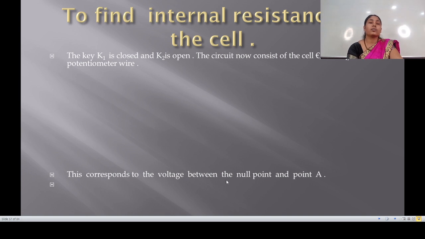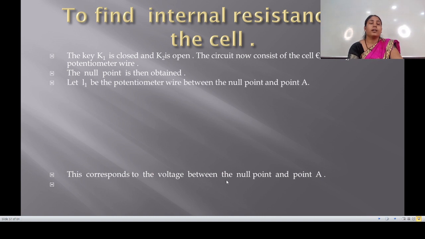To find the internal resistance of the cell, the key K1 is closed and K2 is open. The circuit now consists of the cell E, cell E1 and the potentiometer wire. The null point is then obtained. Let L1 be the length of the potentiometer wire between the null point and point A. This length corresponds to EMF E1.